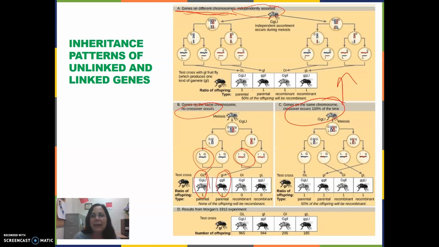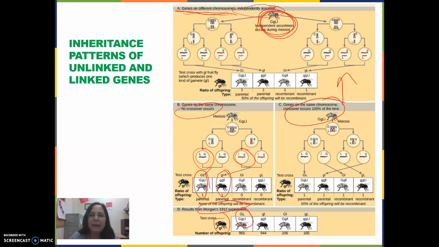But what normally happens is crossing over does not occur 100% of the time. So in Morgan's 1912 experiment, he actually tested thousands of fruit flies. He tested the offspring of fruit flies where the parents were heterozygous. I'm saying this wrong, I'm so sorry. One parent was heterozygous, the other parent had only the recessive. So these are the results from that.